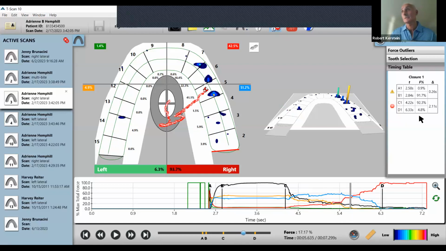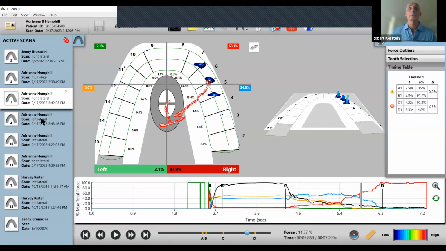And the disclusion time is 2.11 seconds because the C line is in the right place and the D line is in the right place. The red line reaches the top of the graph, the blue line reaches 0 there, the orange line reaches 0 here. If I go a little further, the balancing side will disclude. There's the balancing side discluding, but the working side isn't discluding yet. That's why the blue quadrant is still active. So this graph clearly shows that she doesn't disclude well, and that would explain why she has recession and abfraction, mobility, wear, and clenches and grinds.